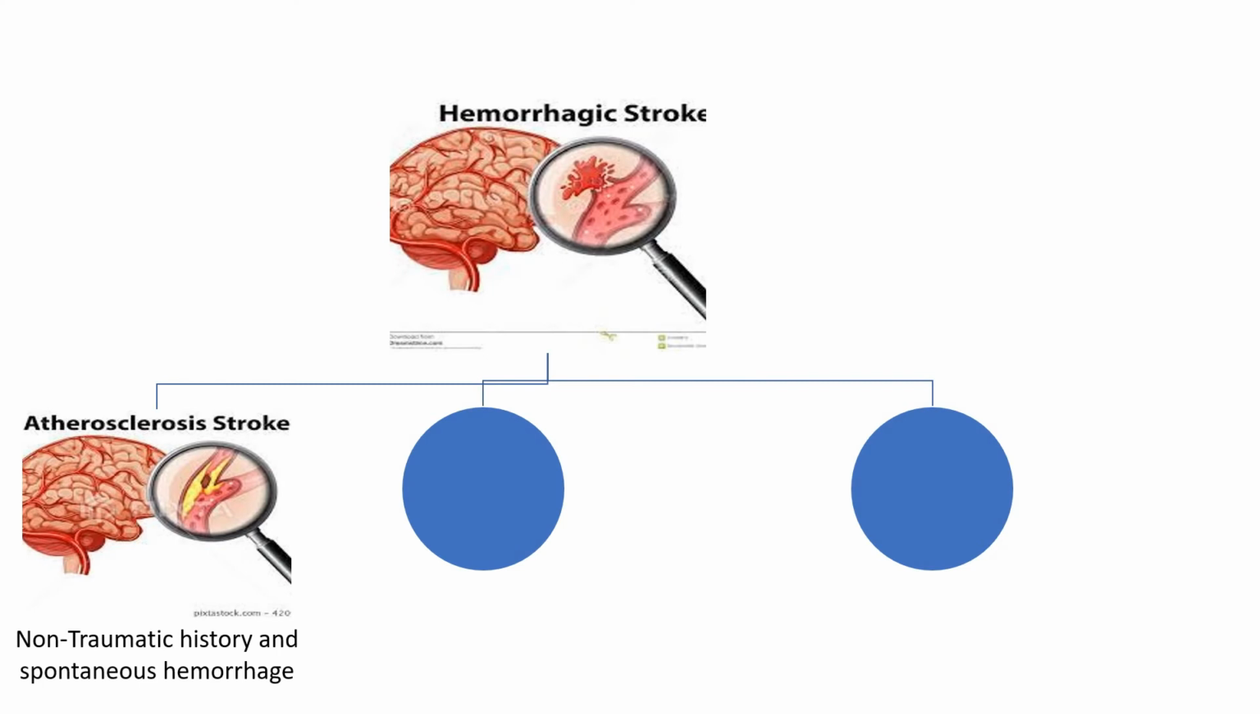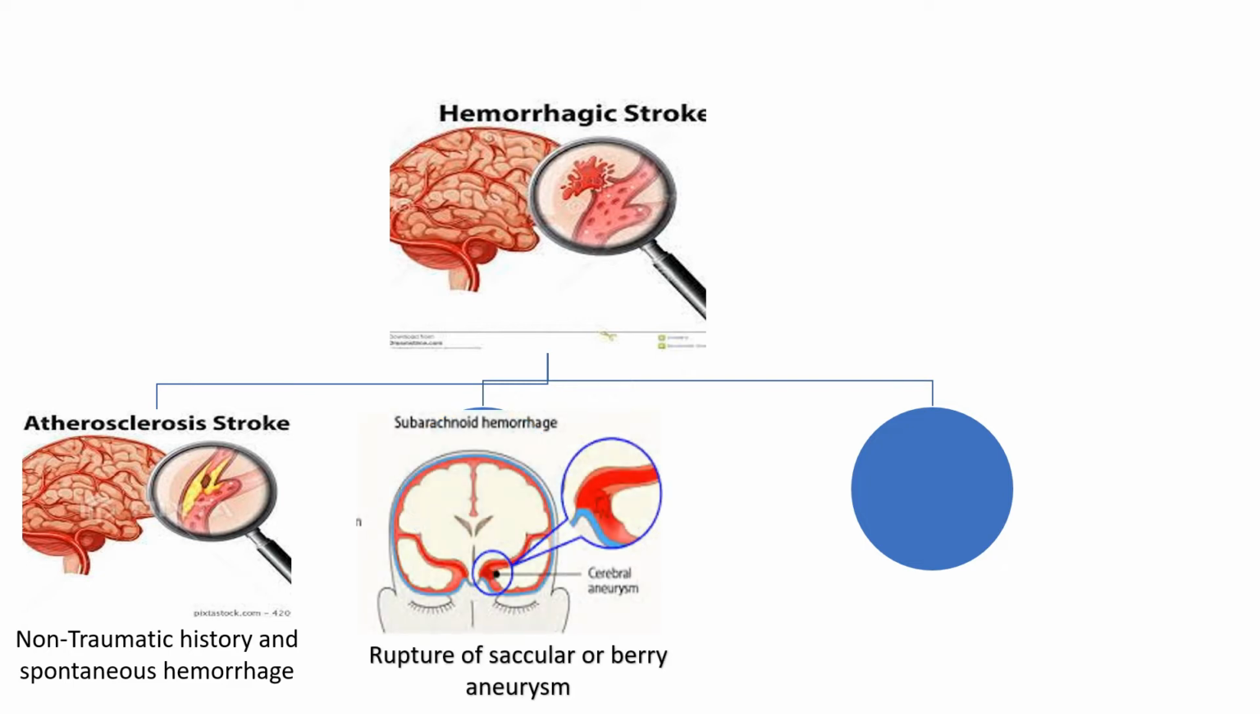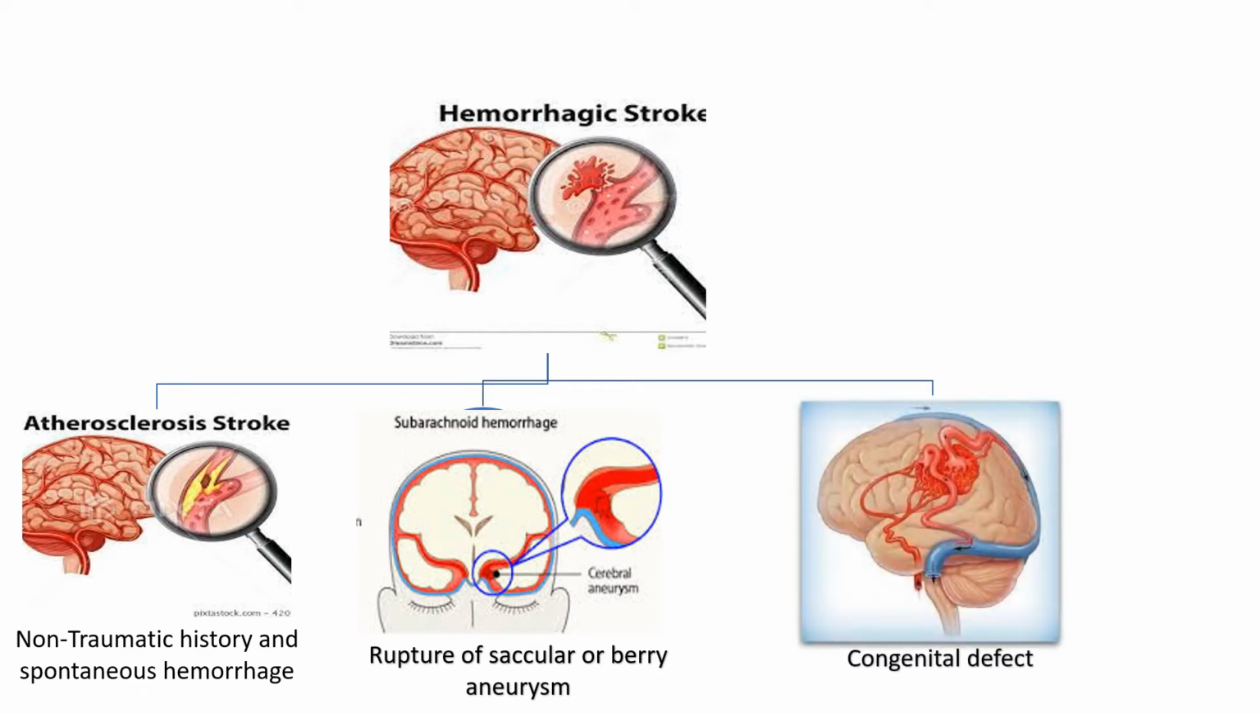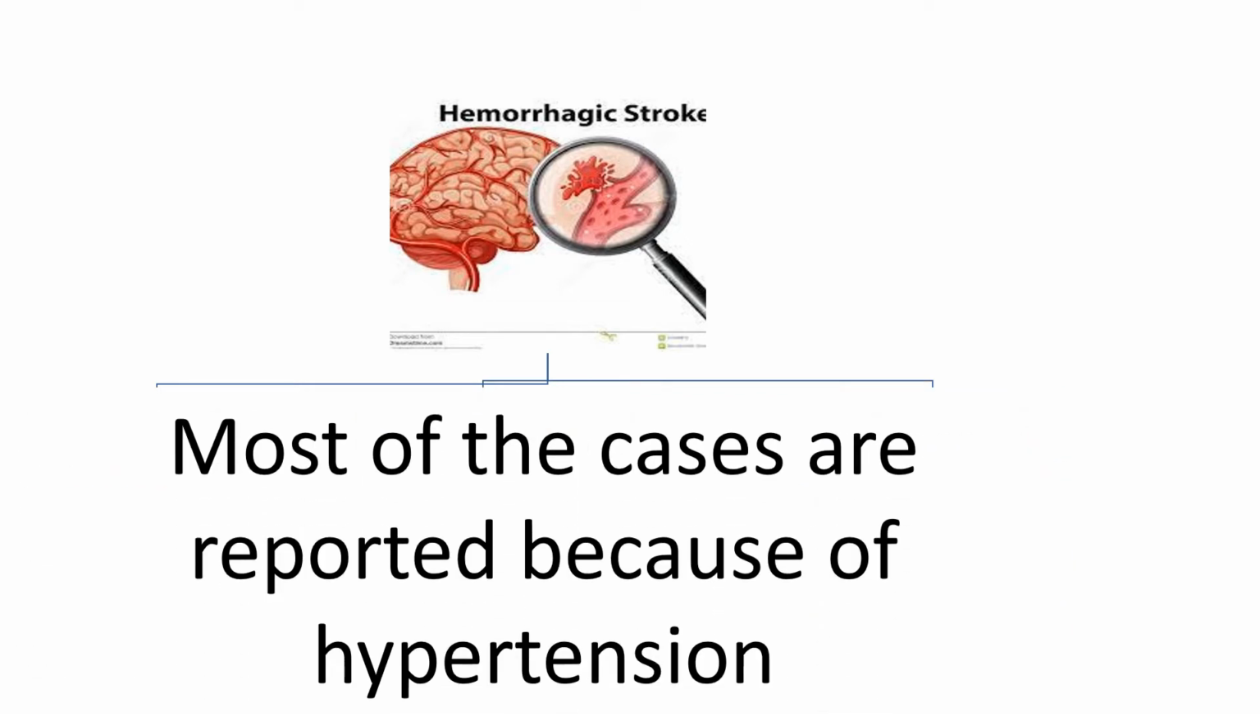If the history is non-traumatic and spontaneous hemorrhage has occurred in the cranial cavity, it is most likely because of the rupture of the blood vessels that were already weakened by atherosclerosis. Another cause of hemorrhagic stroke can be subarachnoid hemorrhage, which occurs when there is rupture of a saccular or berry aneurysm. This rupture into subarachnoid space causes hemorrhagic stroke. Another cause for this type of stroke is malformation of blood vessels of the brain since birth itself, that is, it may be a congenital defect that leads to hemorrhagic stroke. However, most of the cases of hemorrhagic strokes are reported because of chronic hypertension.